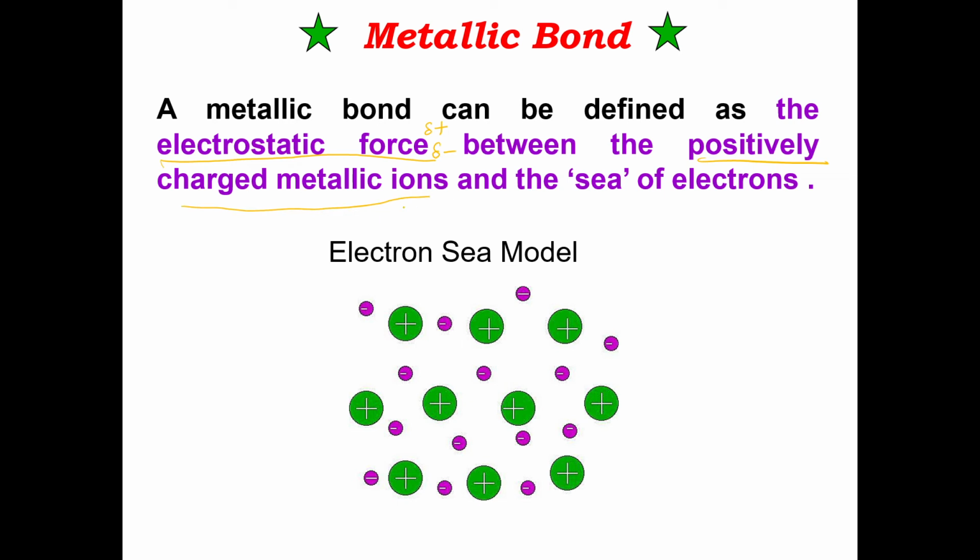Okay, positively charged metallic ion and the sea of electron. The metallic ion is the positive charge, and the electron itself is the negative charge. So the negative charge comes from the sea of electron and the positive charge comes from the ion. Why do we call it sea of electron? Because the electrons are very many. So the interaction between the green and the purple, that one we call a metallic bond.